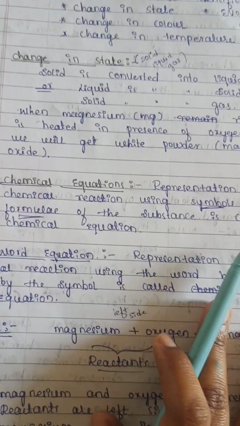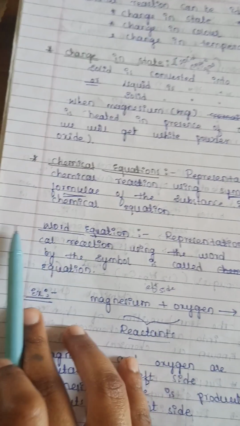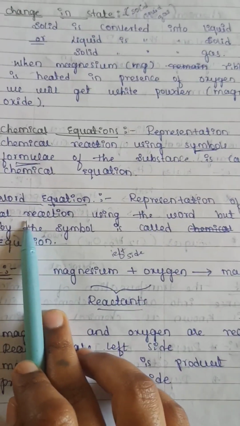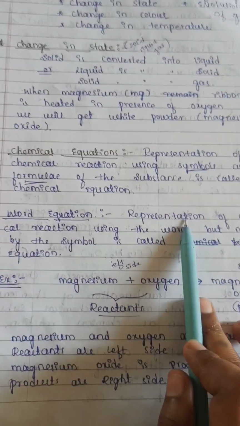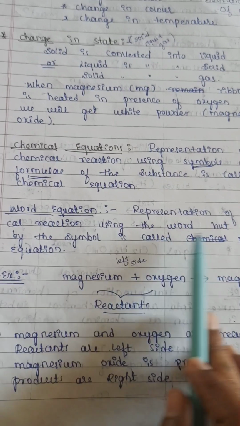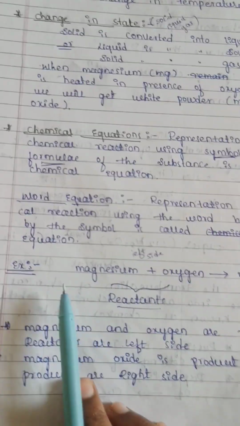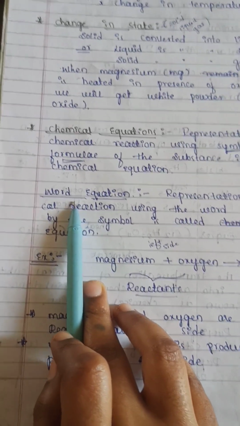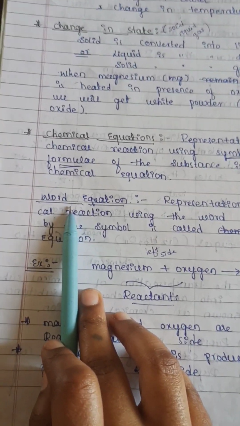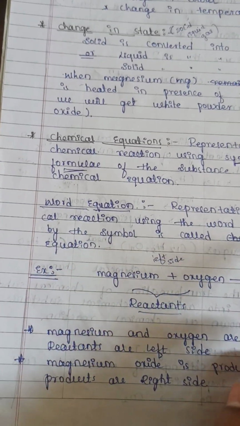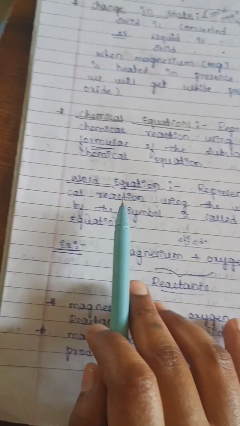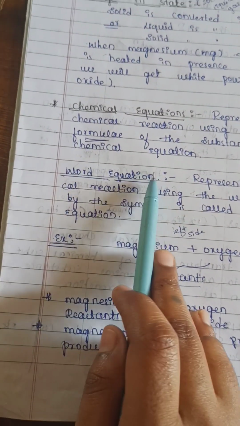There are two types of chemical equation. One is a word equation, another one is a skeletal equation. First we will discuss the word equation. So what is a word equation? A representation of a chemical reaction using words but not symbols. So without symbols, we represent the equation by using just words. That is what we call a word equation.